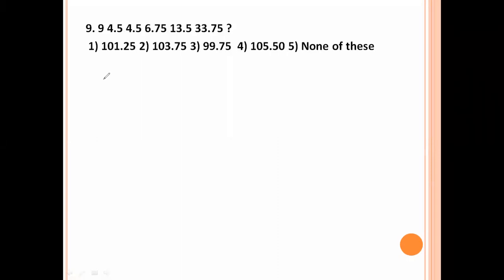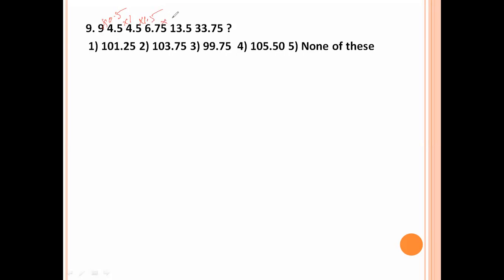Next, 9, 4.5, 4.5, 6.25, 13.5, 33.75. I already told that whenever the value is in the form of 0.5, 0.75, 0.25, compulsory that value is multiplied with 0.25, 0.5, 0.75. So 9 multiplied with 0.5, 9 half value is 4.5, into 1, 4.5 into, so the difference is 1. For 0.5 we add 0.5 we get 1. For 1 we add 0.5 we get 1.5.